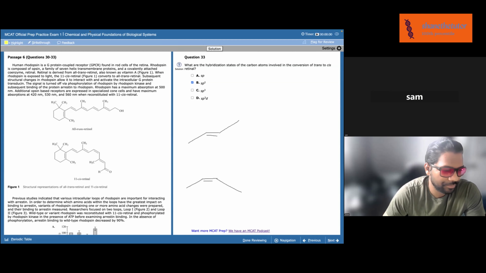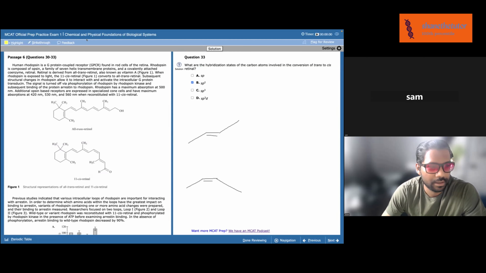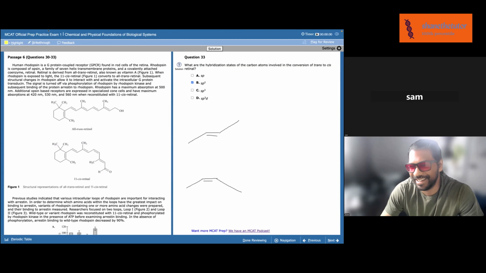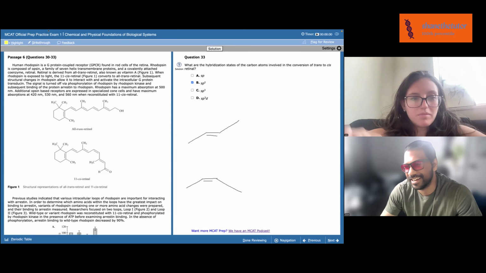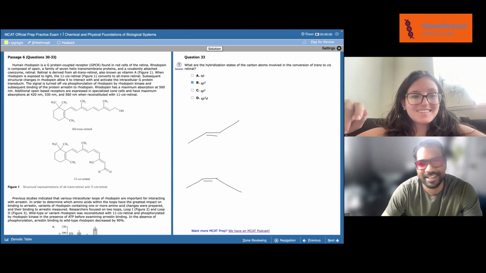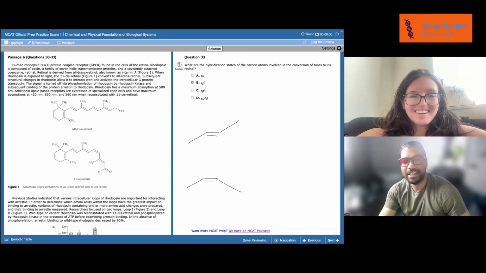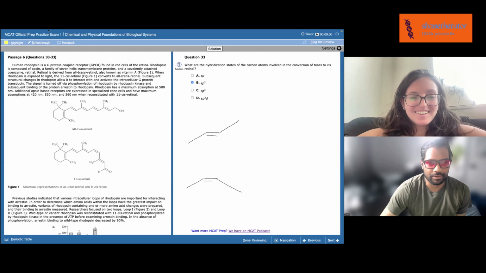What happened to my camera? Do you still see me? No. Oh wow, I have a button on my Mac that is touchscreen and I accidentally touched it.